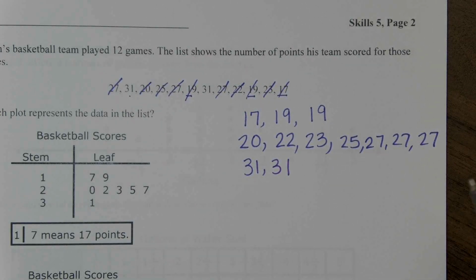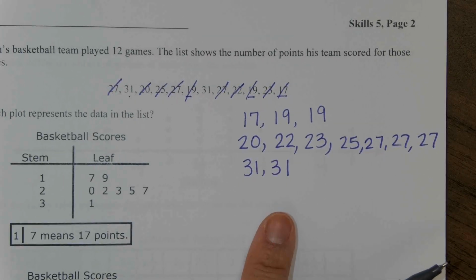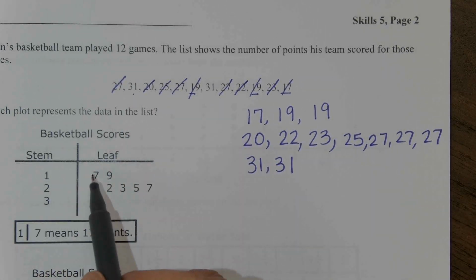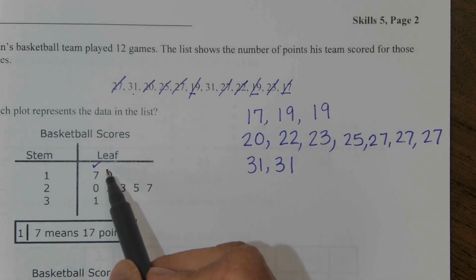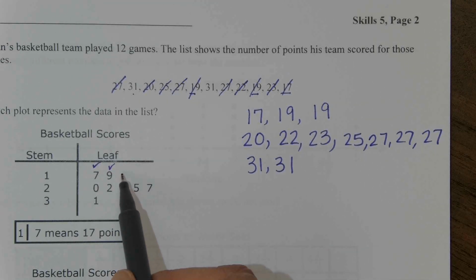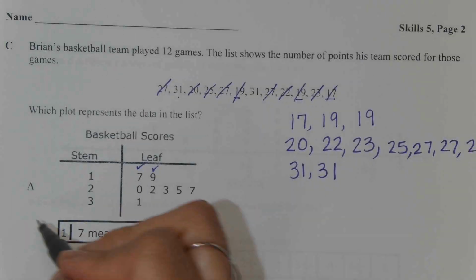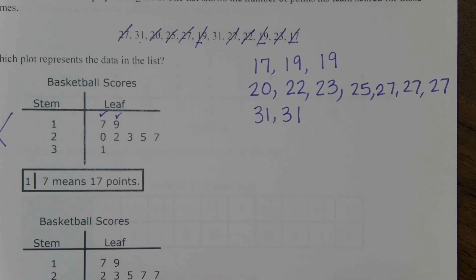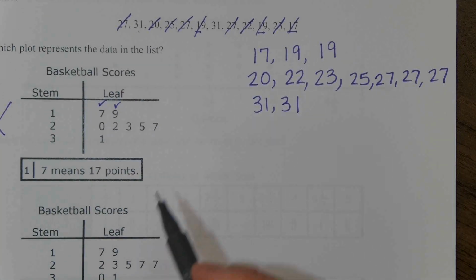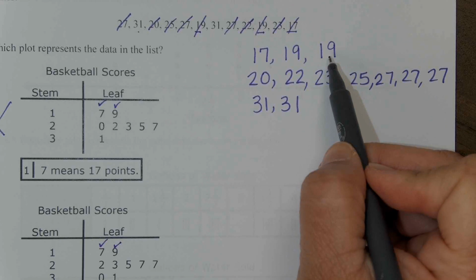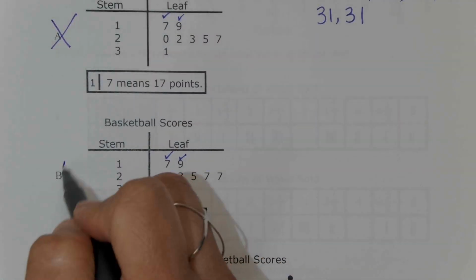All right, so now we're going to see which plot represents our data. So we have 17. So here's 17, 19, here's 19, but it's missing another one. Which plot represents the data in the list? So we know that A is out. So we're going to go to letter B. We have 17 again, and we have 19. We're missing another 19. So B is out.